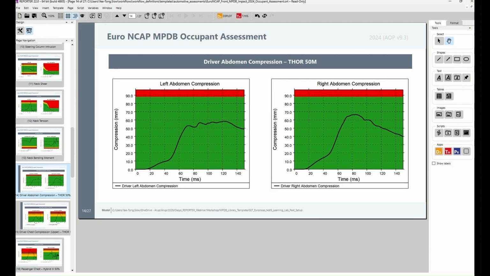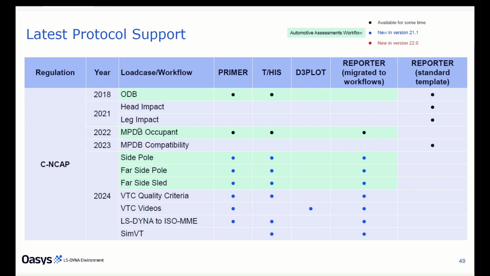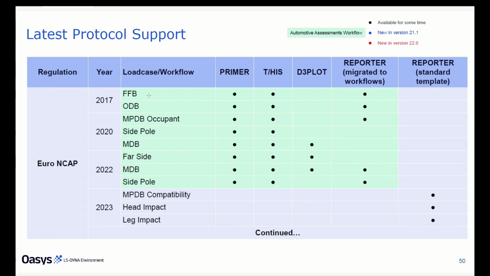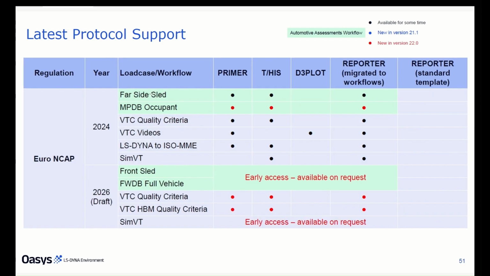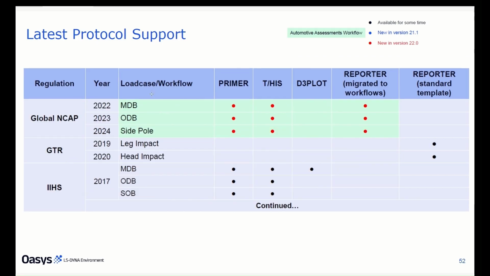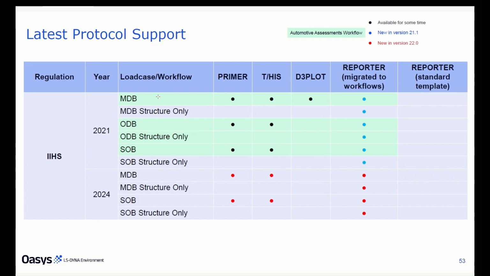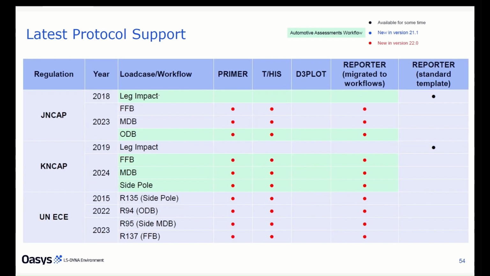And finally, going back to the slides, just to show these are some of the latest automotive protocol that's being supported. So we have CNCAP, Euro NCAP, Global NCAP, IIHS, JNCAP, KNCAP, and so on and so forth. Again, if there's anything that you'd like for us to include, please feel free to contact DYNA support and discuss with us.